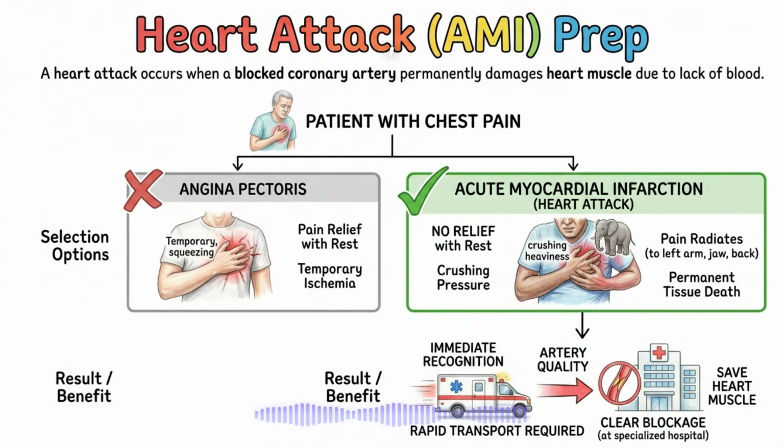Unlike angina, the pain from a heart attack does not go away with rest, and the death of the heart tissue is permanent. Patients often describe this pain as a crushing heaviness, or an elephant sitting on their chest, which may radiate to the left arm, the jaw, or the back. You must recognize these signs immediately, because saving the heart muscle requires rapid transport to a specialized hospital that can clear the blockage.